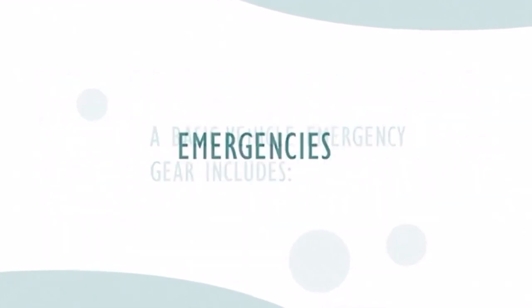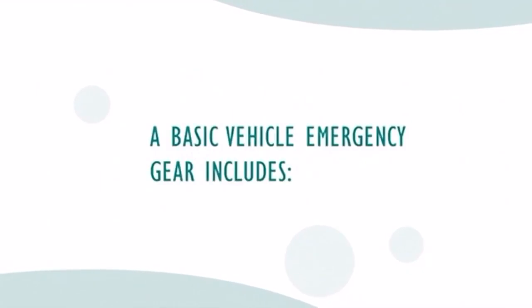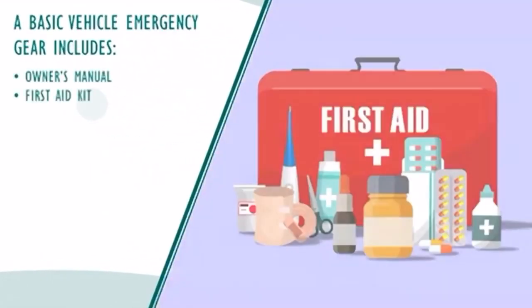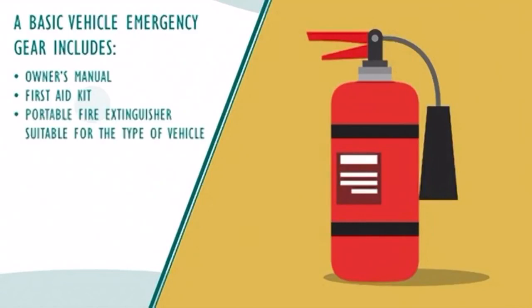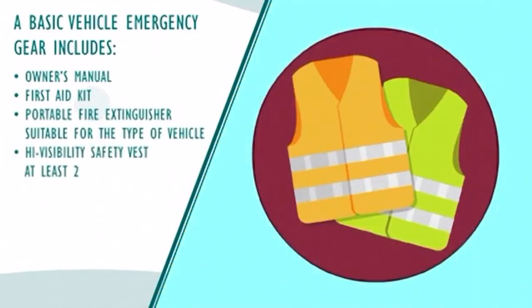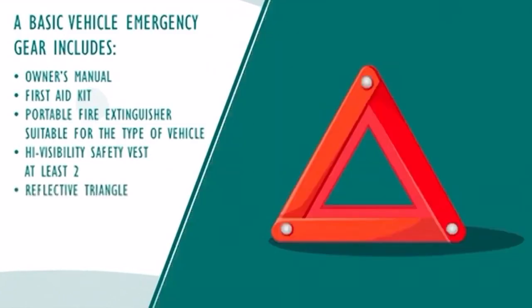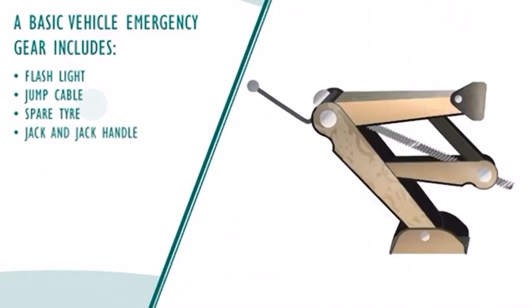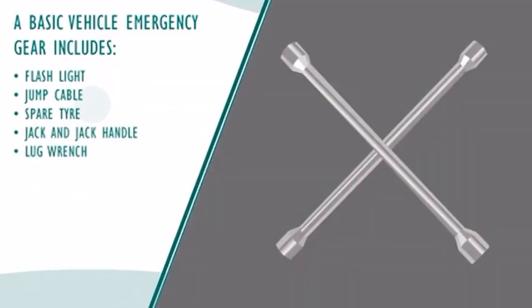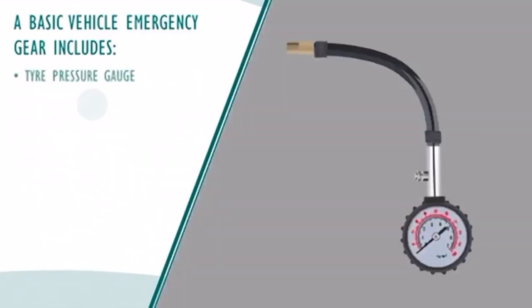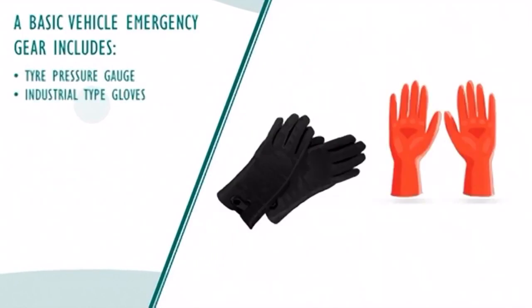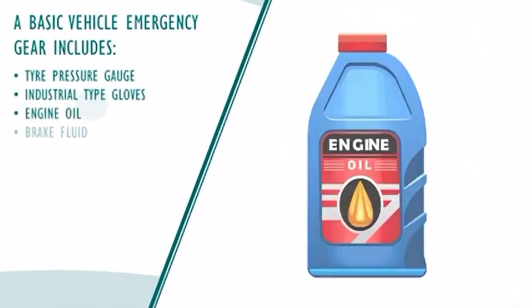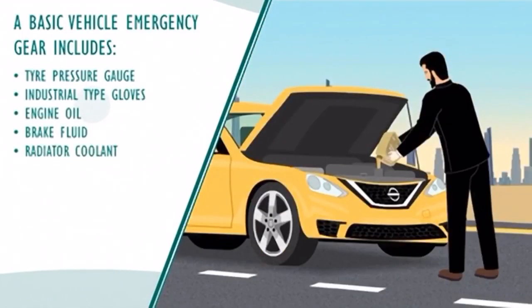Emergency kit. Basic vehicle emergency gear includes: owner's manual, first aid kit, portable fire extinguisher suitable for the type of vehicle, high visibility safety vest, at least 2 reflective triangles, flashlight, jump cable, spare tire, jack and jack handle, lug wrench, brick, wedge, tire pressure gauge, industrial type gloves, engine oil, brake fluid, radiator coolant.